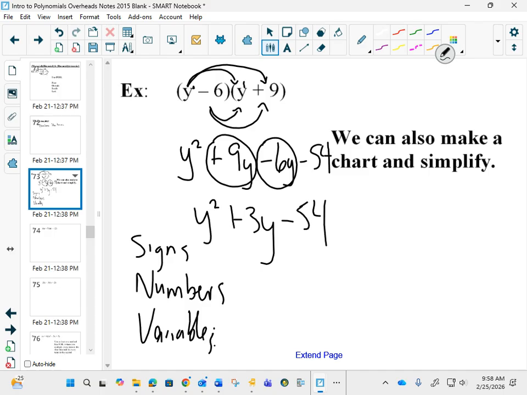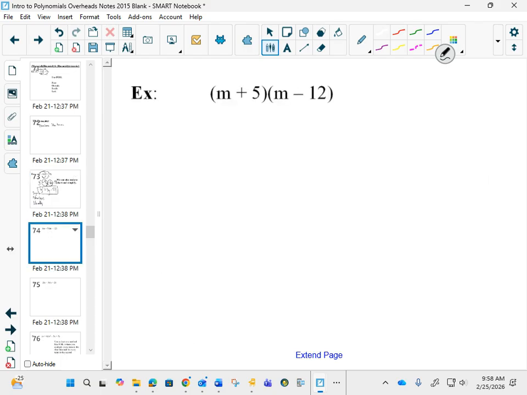Is this done? Yes. Fully simplified? We can box or circle our answer. Are we good there? Did anybody try that and get that? Perfect. Good. And how many of you tried the next one? Okay. No. So now instead of all of it at once, I'm just going to go step by step.